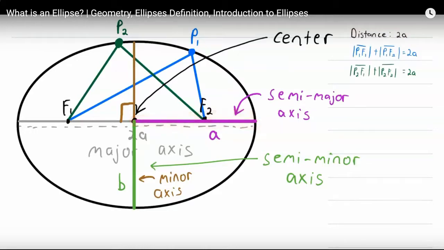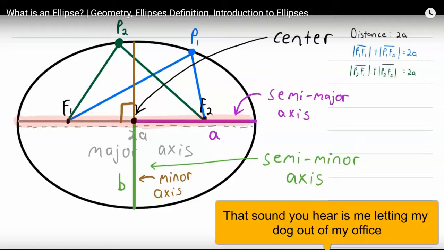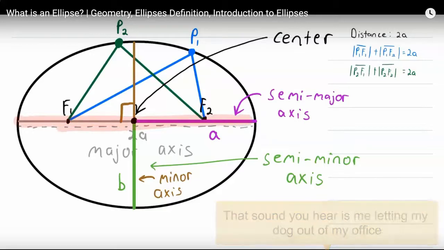So just a quick recap of the second half of things we talked about. The center of an ellipse is the point that's halfway between the two foci. It's also the midpoint of the major axis, and I don't think I said this earlier, but it's also the midpoint of the minor axis.